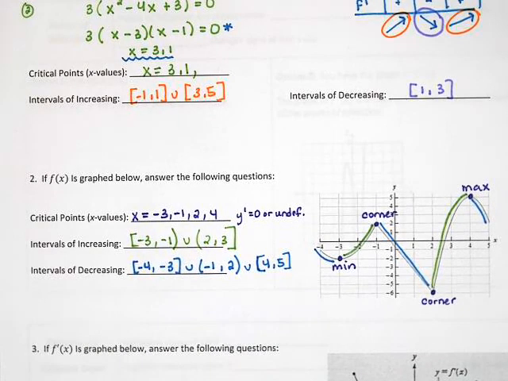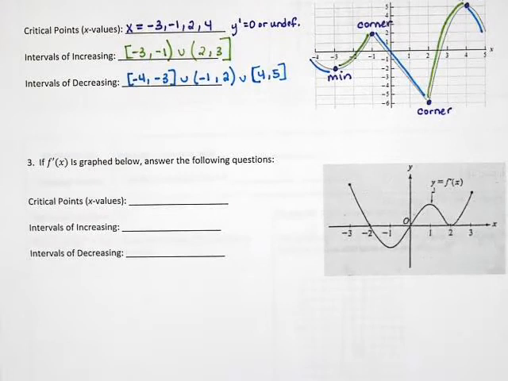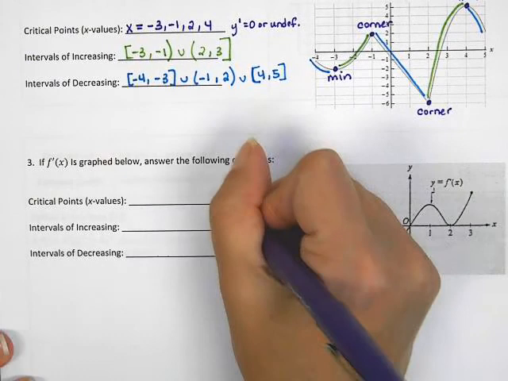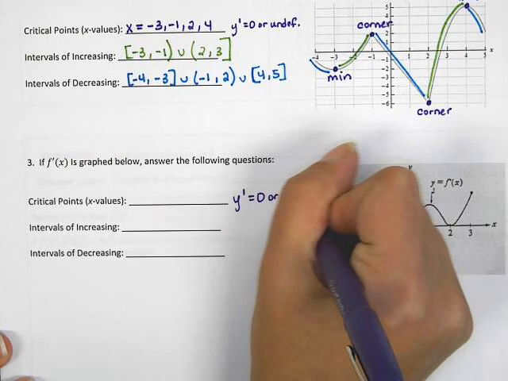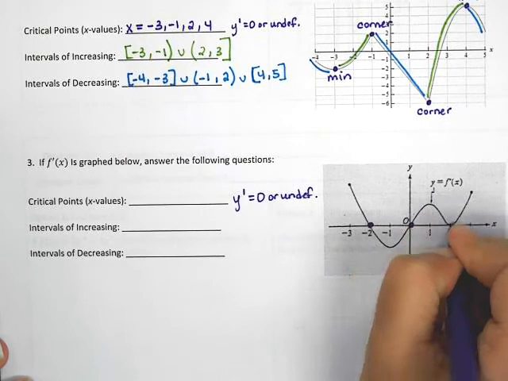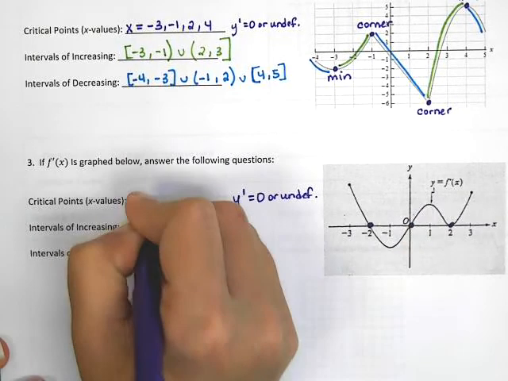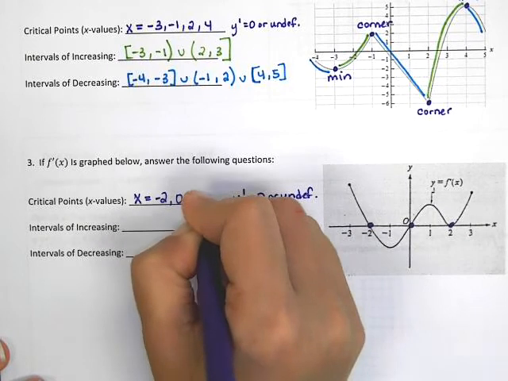Last but not least, if I were to give you the graph of the derivative, so now this is the derivative, this isn't the original. If I said critical points, which are the places where y prime equals 0 or is undefined, I would look for the x-intercepts, this guy, and this guy. So I would say x equals -2, x equals 0, and x equals 2.